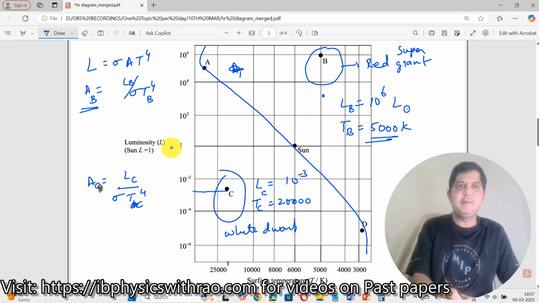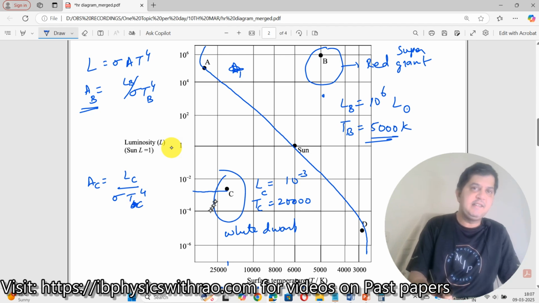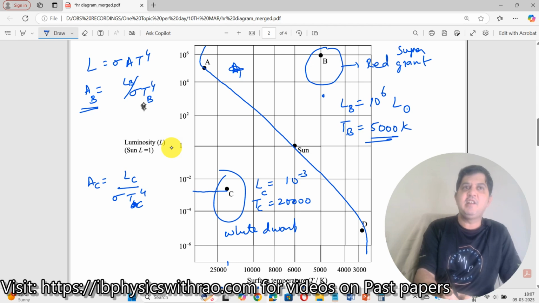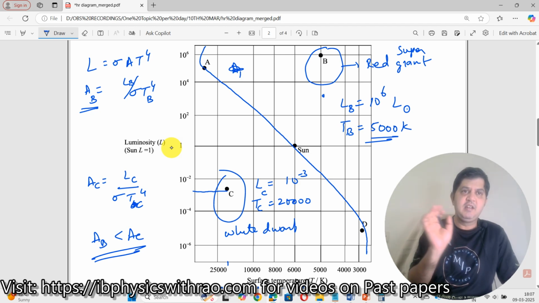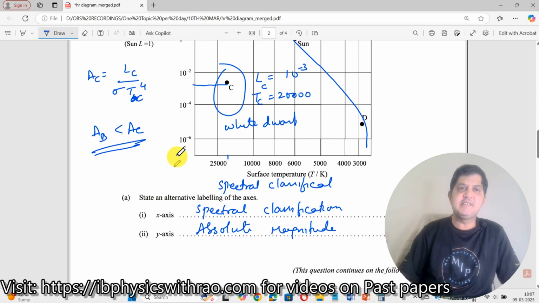Why? The reason is because you see, for AC, luminosity is very, very lower. How much lower? It is of the order of 10 to the power of plus 4 times lower than this C. And this TC also is around 20,000 K. See, numerator is increasing, denominator is decreasing. Here, numerator is decreasing, denominator is increasing. So what does it tell you? That AB is less than AC. Very clear indication.